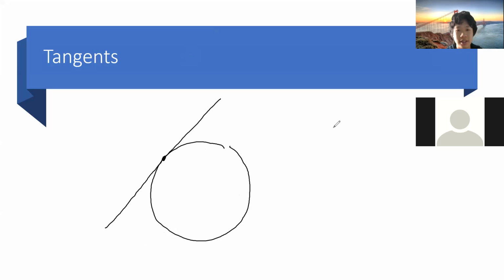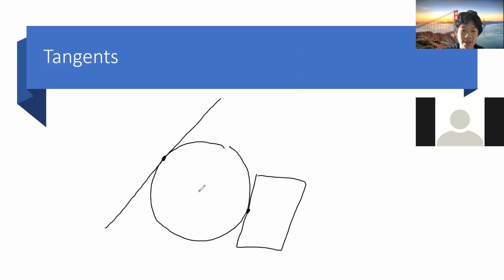And not just lines can be tangent to circles. We can have circles tangent to circles. As long as these circles only touch at one point, they're called tangent to each other. A circle can be tangent to a square, okay? So the definition of tangent is that it only touches the circle at one point.